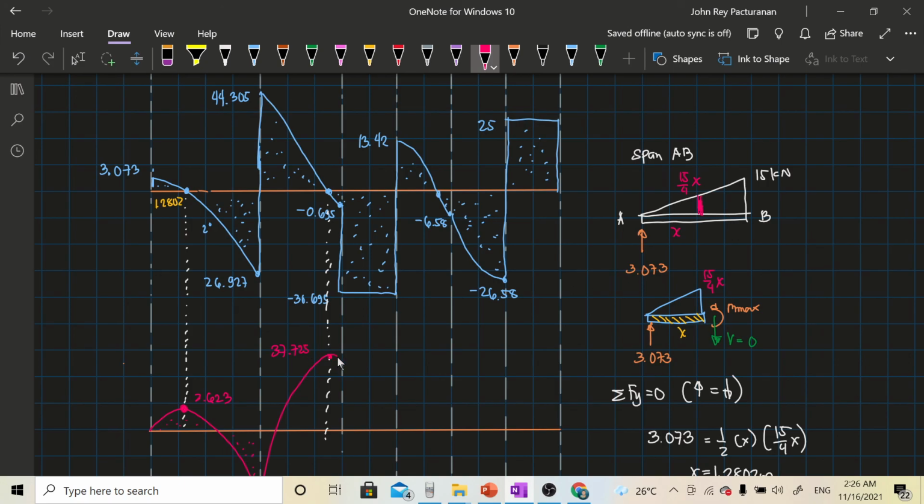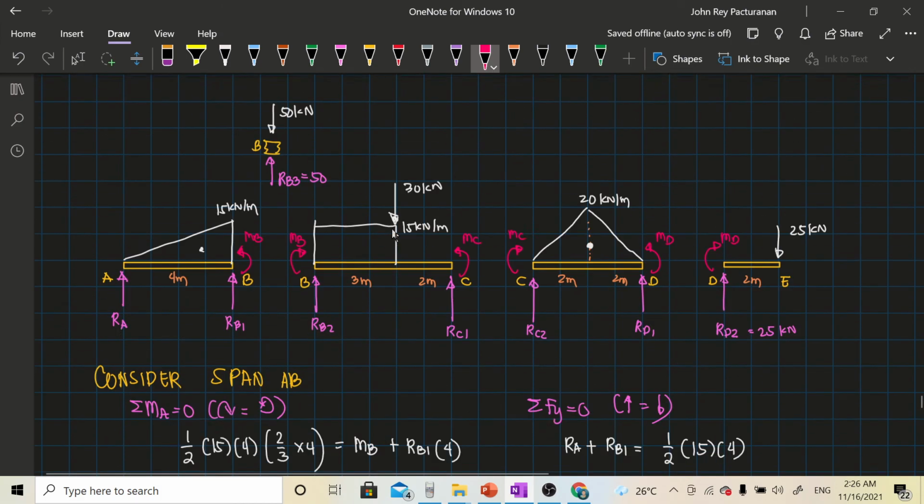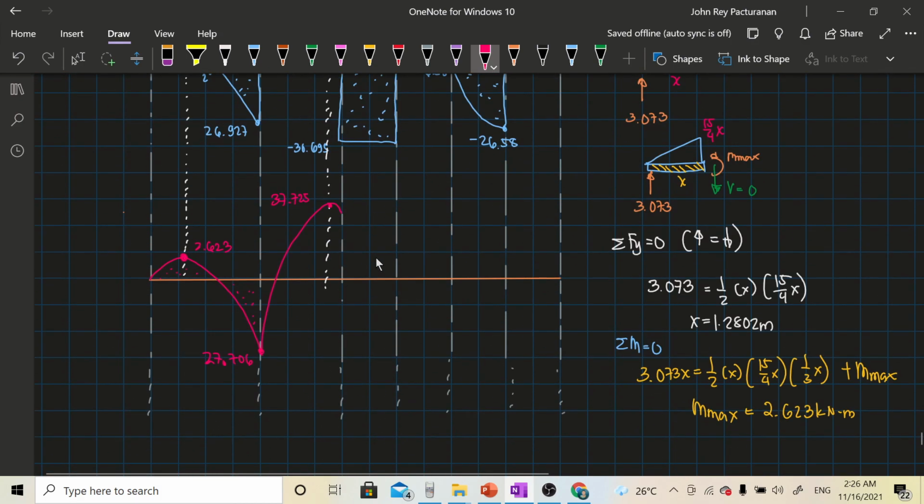37.725. Then, pabagsak siya dito. Then, after nun, dire-diretso lang yan. Tapos, straight line yan hanggang sa ma-reach niya nga yung moment sa C na negative 23.679. Okay? So, ito na siya. Straight line. Okay?